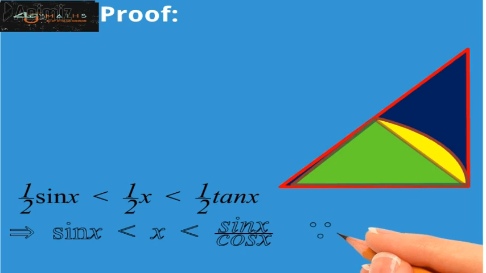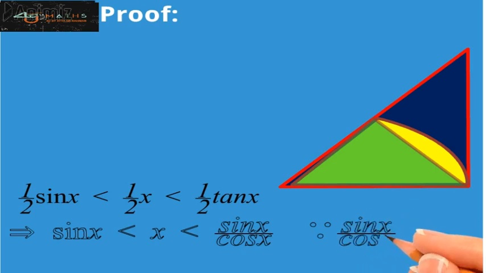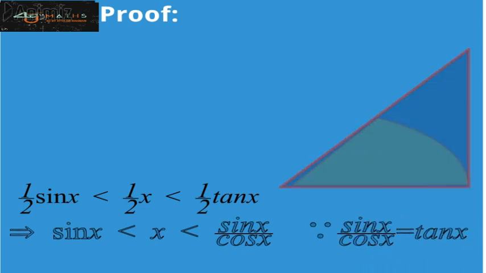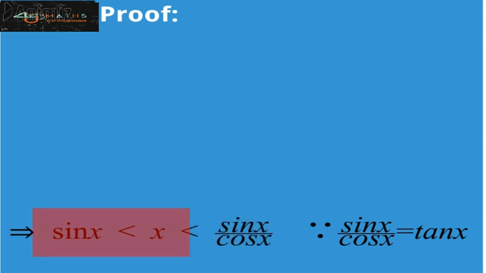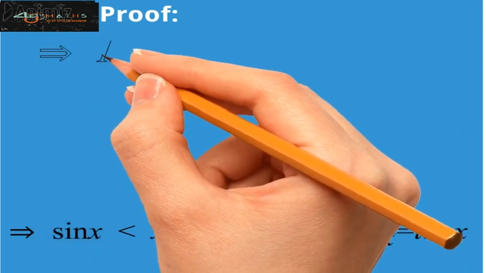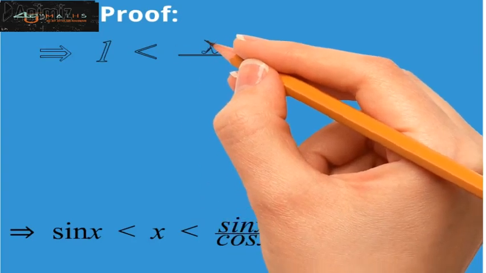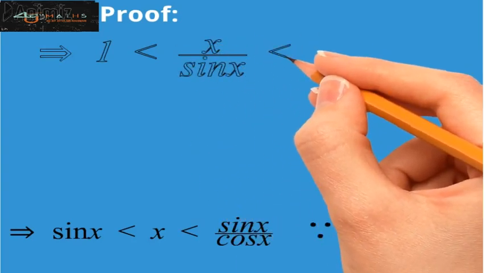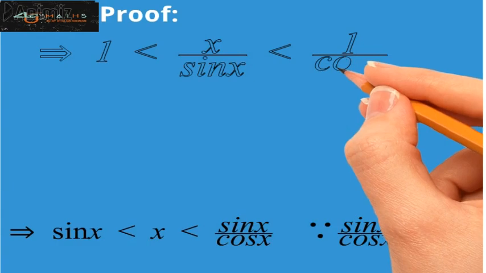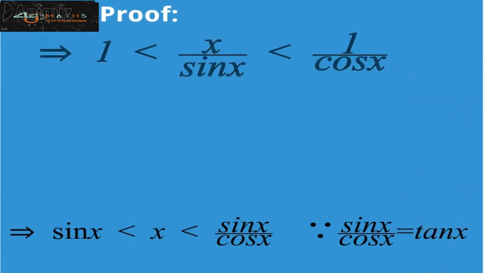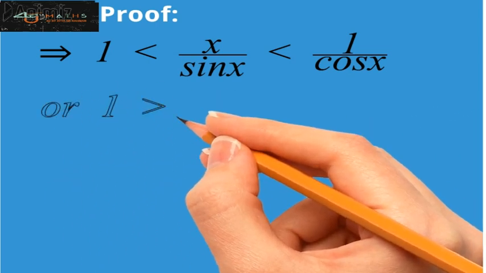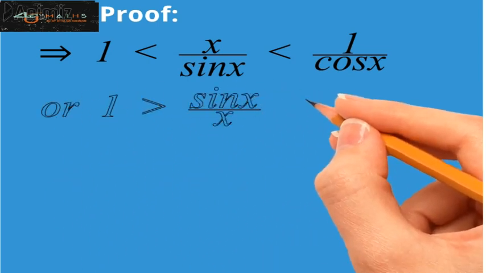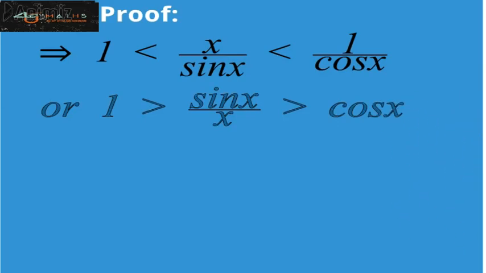sin divided by cos, because sin divided by cos is equal to tangent of x. Now dividing throughout this inequality by sin x, we have 1 is smaller than x divided by sin x, while this one is less than 1 upon cos x. Or we can write this as 1 is greater than sin x by x, which is greater than cos of x.